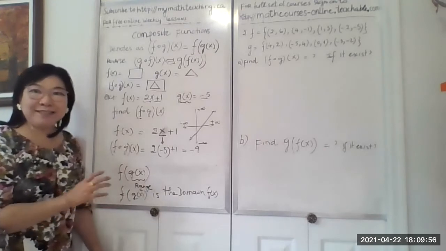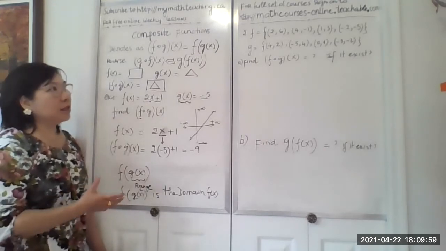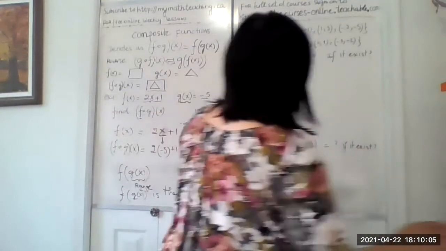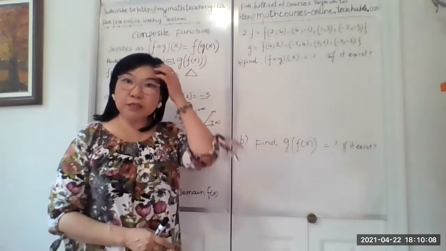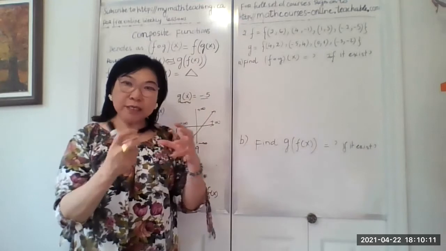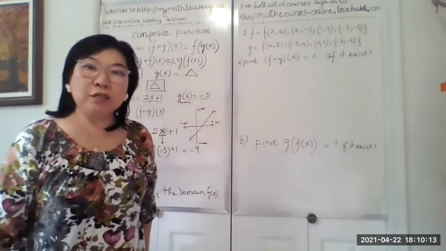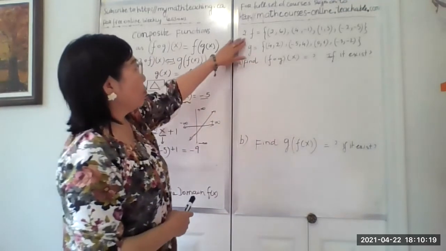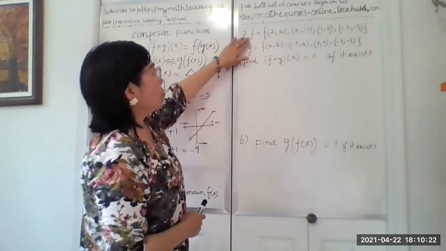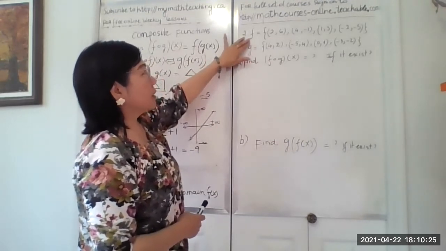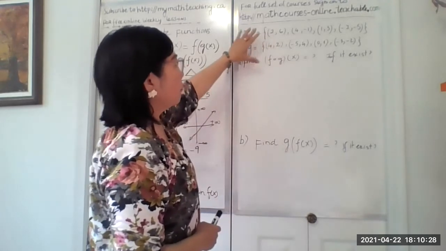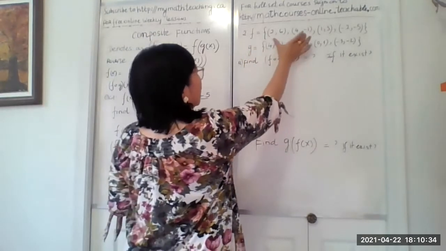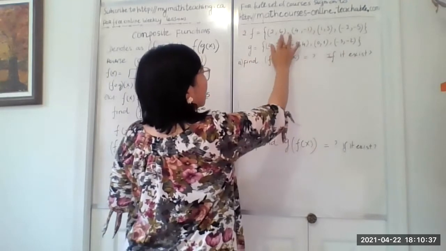Maybe it sounds a little bit abstract to you, but it's not that bad if we evaluate it. So let's take a look at this example. You will be able to understand the domain and the range of the composite function we are talking about. Let's look at the example I wrote here on the board. Given a function f of x, and this time the function is given in coordinate form.